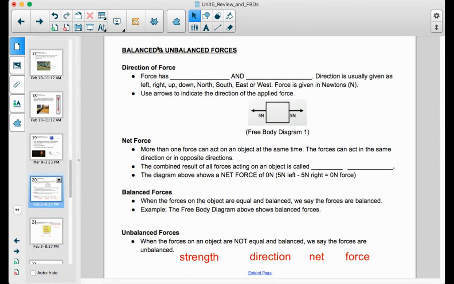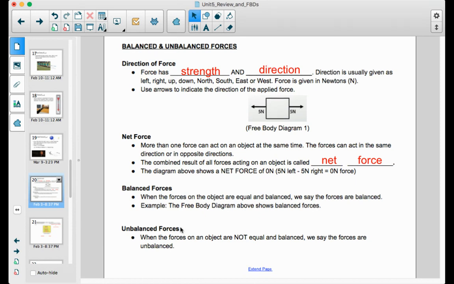Finally, when we look at balanced forces and unbalanced forces, these forces usually come in pairs. These forces have a strength and a direction. Here we have two different forces, one to the right, one to the left, each having an equal amount of force. When we look at what we call net force, that's the combined result of all forces acting on the object. So 5 to the right, 5 to the left, we have a net force of 0 newtons here. So this would be a balanced force.